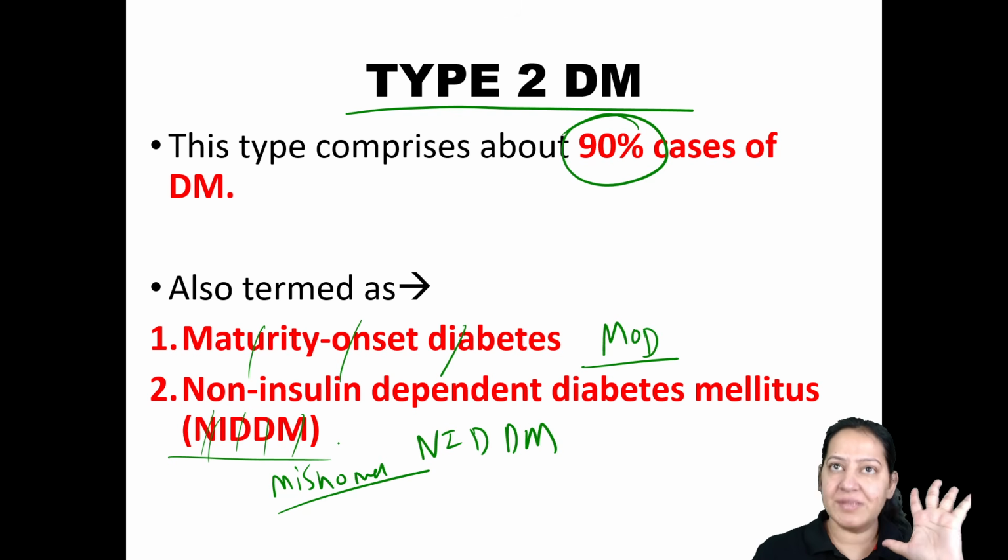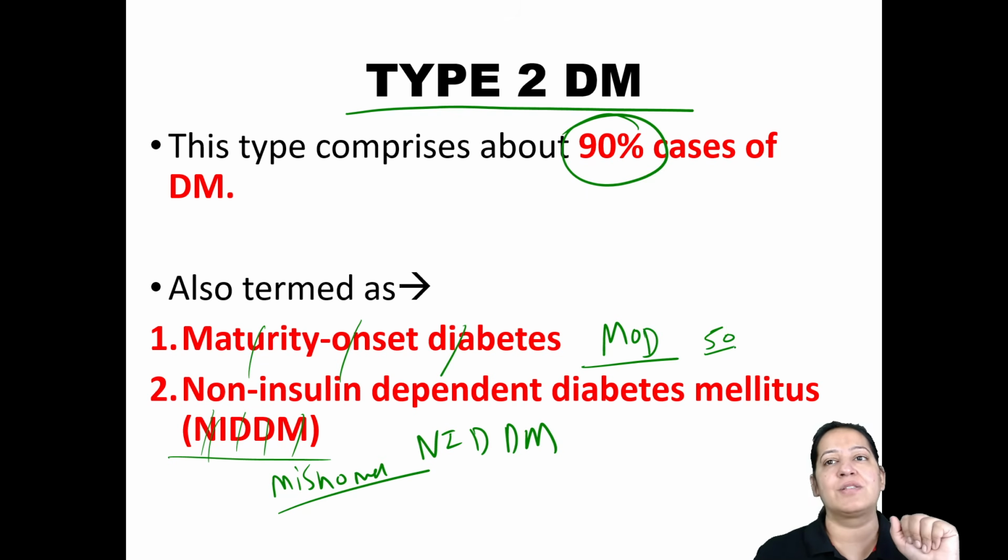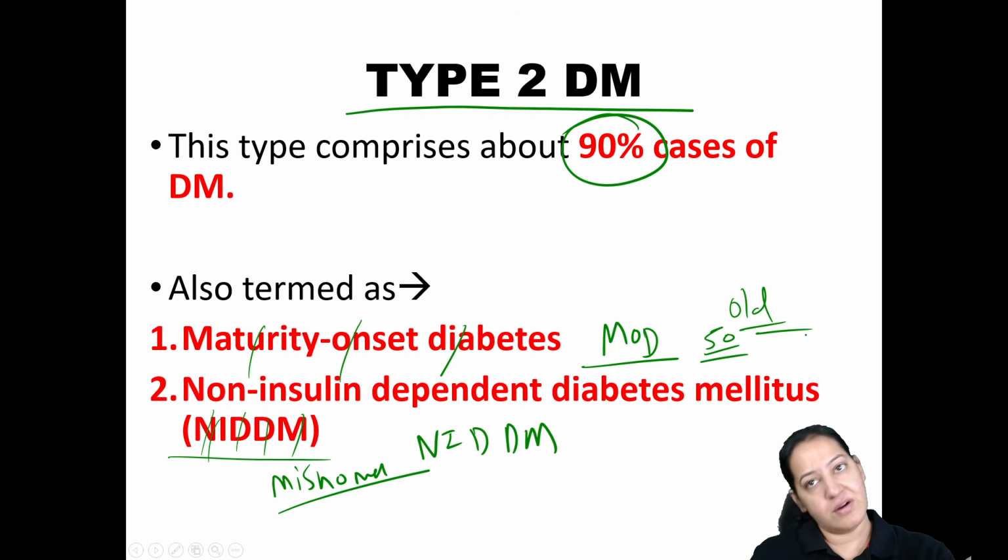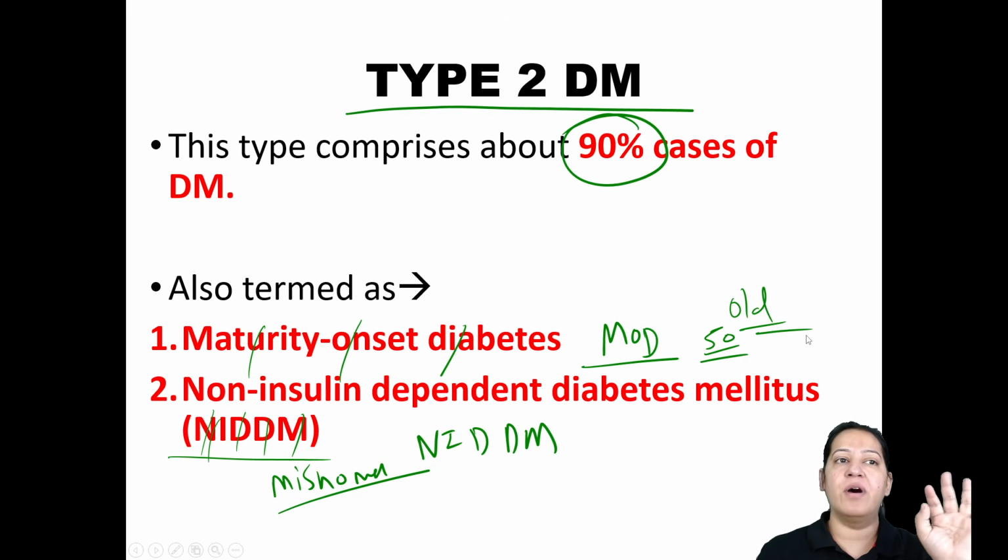If you diagnose any person with type 2 diabetes, which occurs mostly after 40 or 50 years of age, in old age, right? Maturity onset. It occurs in middle age or old age. So if you diagnose any person with type 2 diabetes, first offer diet restriction, lifestyle modification, exercise. After that, offer oral hypoglycemic agents. There are many tablets available for that, right?